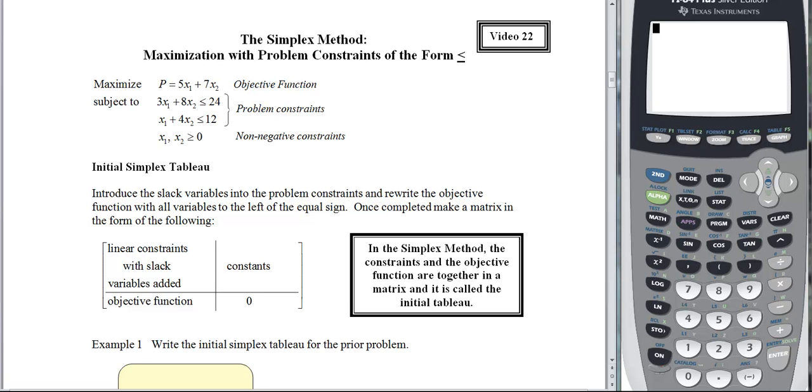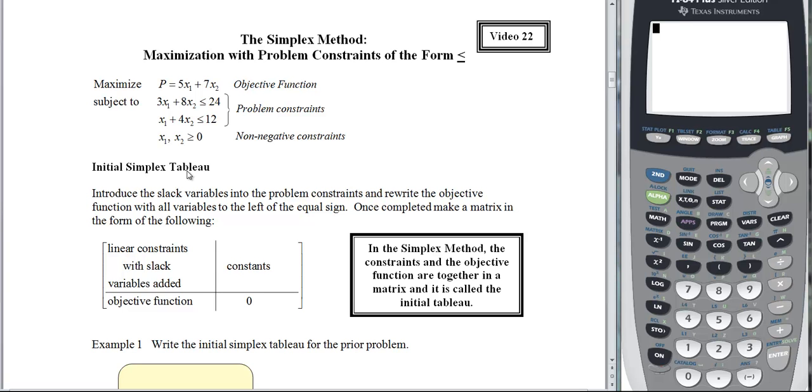Okay, now we're finally going to start the simplex method. These are maximization problems, and all the constraints have the form less than or equal to. So this is how one is normally set up. You're given your objective function subject to these constraints. And these are my non-negative constraints. Remember, my variables have got to all be greater than or equal to 0.